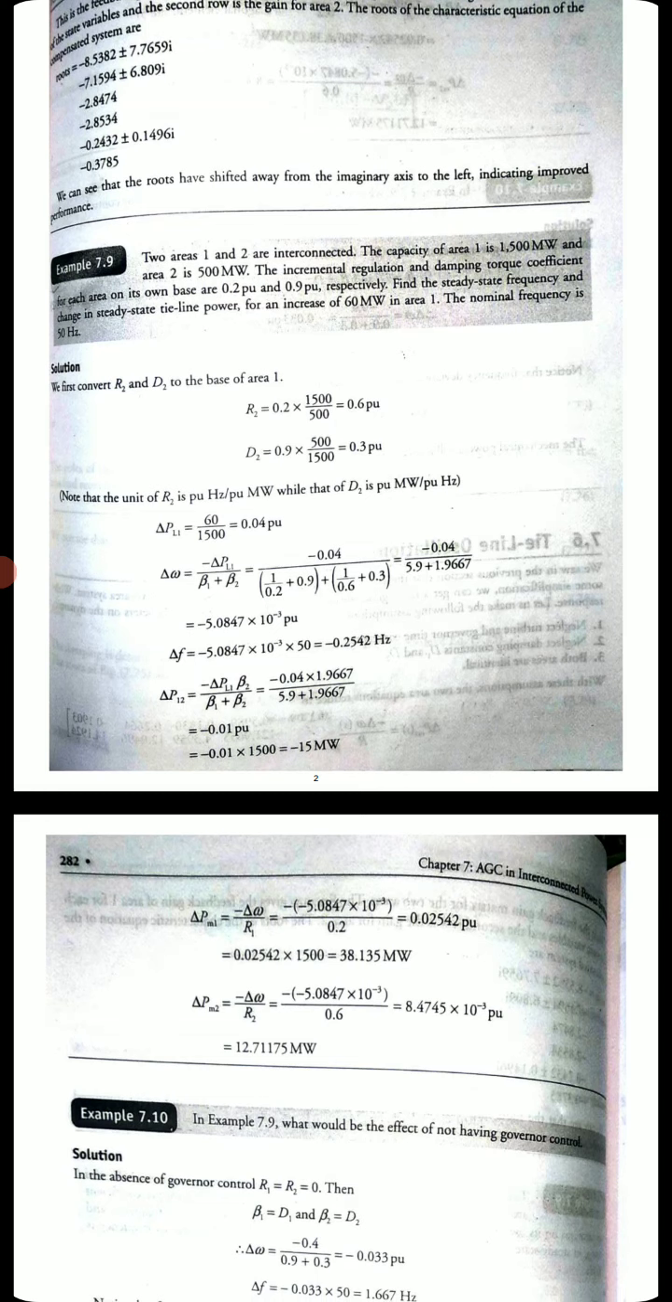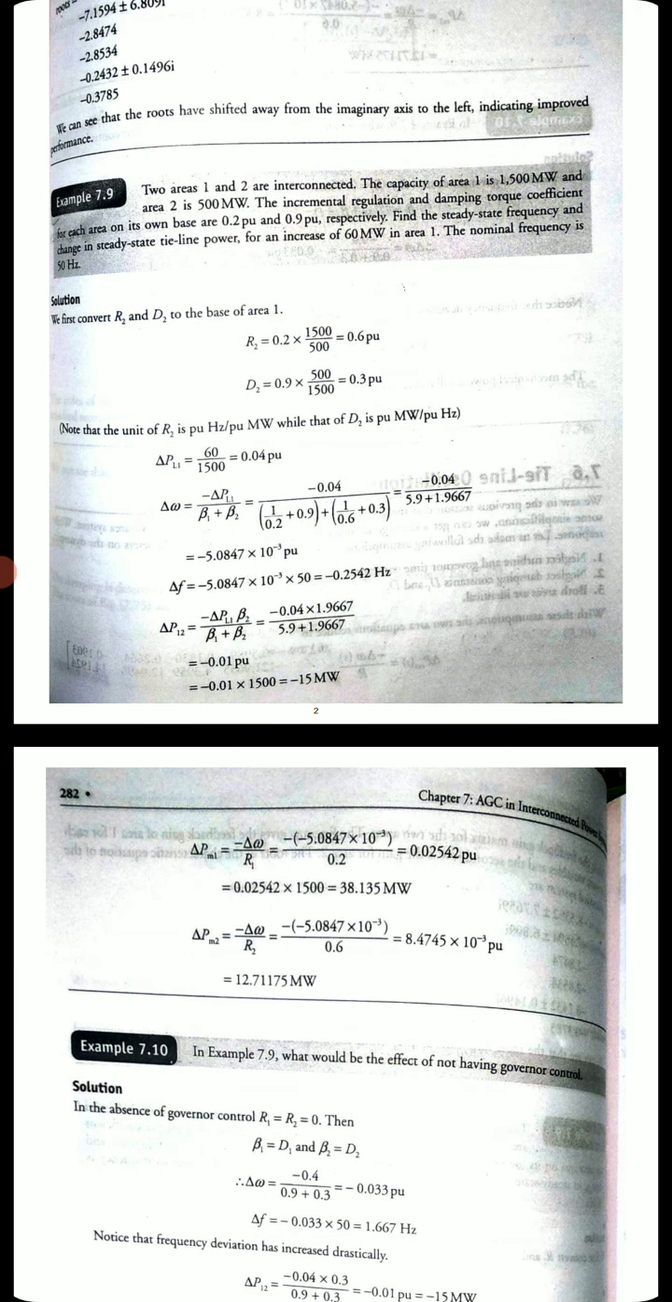We need to first convert the R2 and D2 to the base of area 1. So the actual value is 0.2. To get the base value, R2 is equal to 0.2 into 1500 by 500, because area 1's base is 1500, area 2's base is 500 megawatt. Actually 0.2 for 500, for 1500 it will become 0.6 per unit. Same thing for D2, 0.9 into 500 by 1500, you will get 0.3 per unit. The unit of R2 is hertz per unit megawatt, and D2 is given by megawatt per unit hertz.